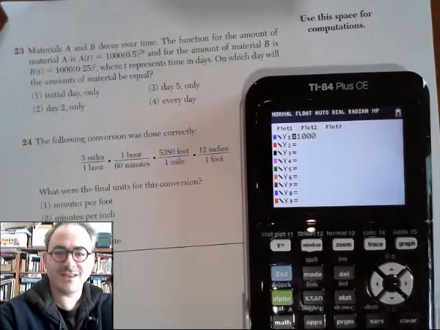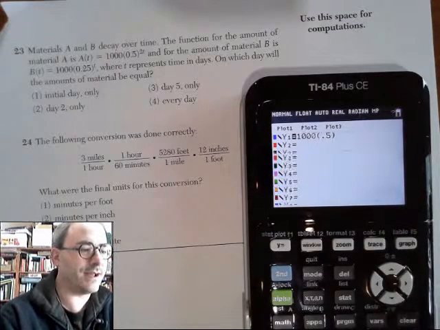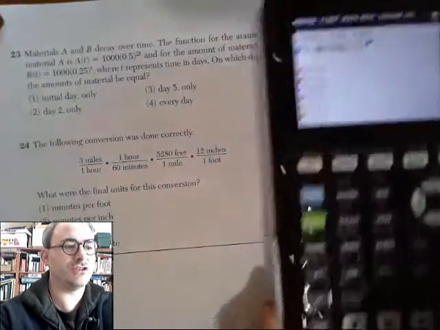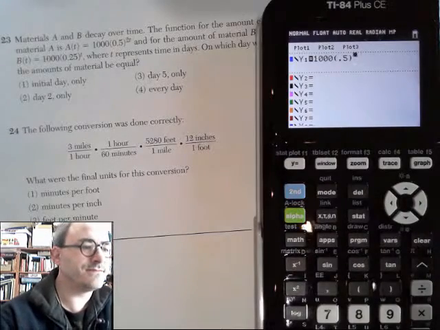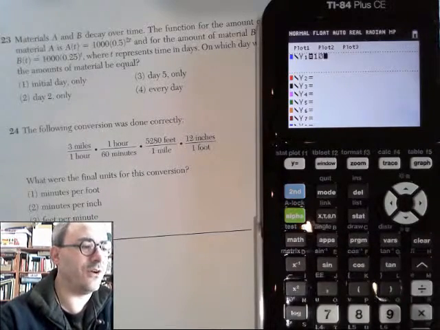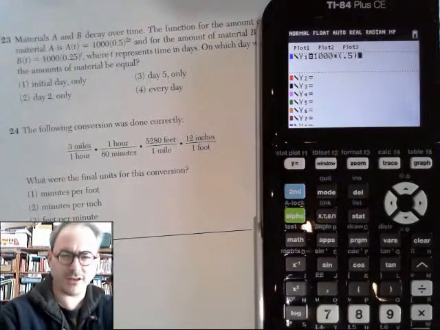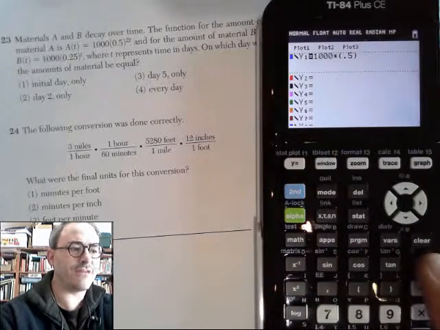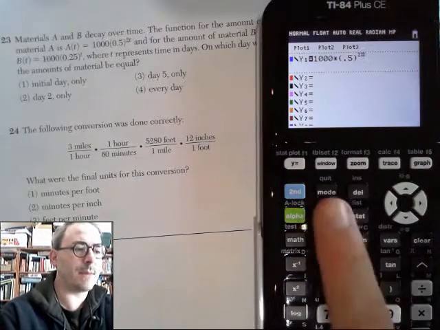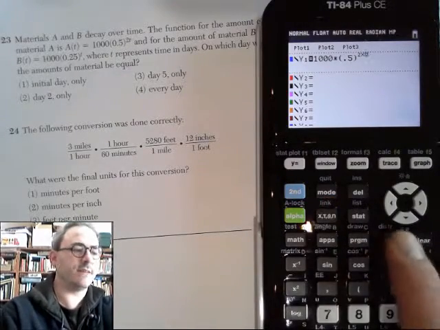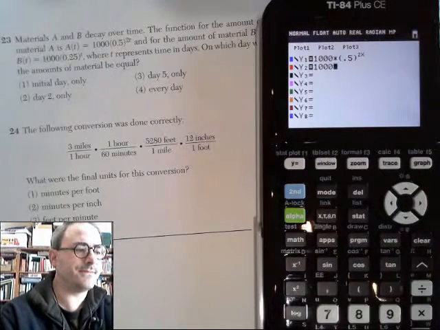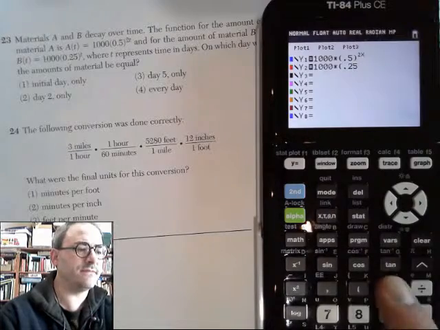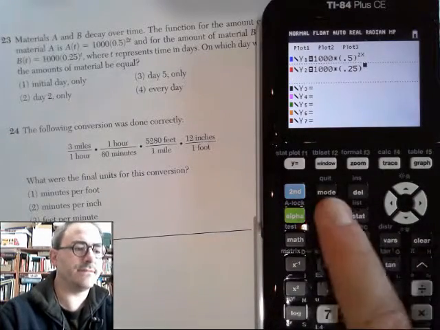1,000 times 0.5, making sure you can see everything I'm doing. So far, hopefully, we're pretty good on 1,000 times 0.5. Raised to the power of, I'm pressing the caret button. I'm going to put 2, I'm going to put x. All right, 2x. There we go. Now I'm going to go down to my next equation. 1,000, it's pretty easy, times, parentheses, 0.25, raised to the power of x.